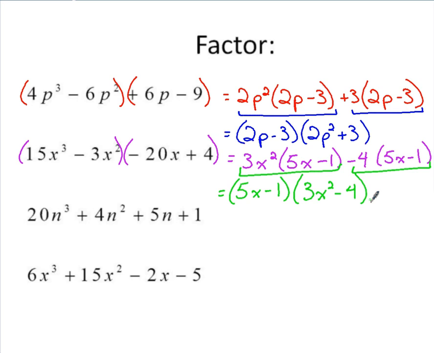All right, let's try one more here. One more, and then we'll move on to the next type. This 20n cubed plus 4n squared plus 5n plus 1. All right, in the first grouping, what's the greatest common factor? 4n squared. 4n squared pops out. As far as that 20n cubed is concerned, you've got 5n left there plus 1, right?